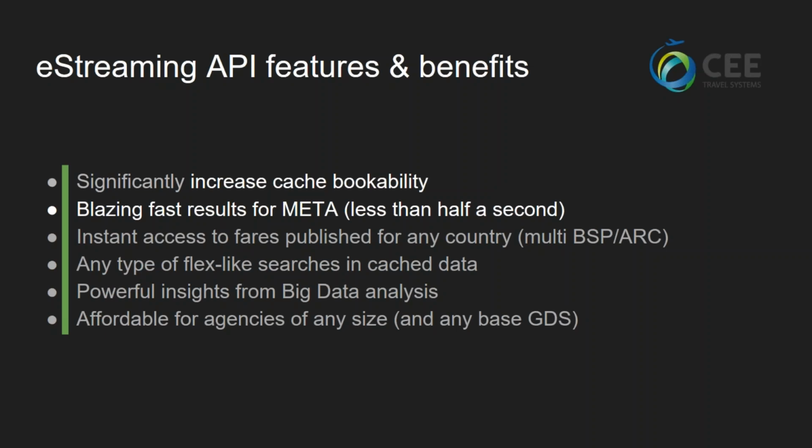eStreaming API also provides blazing fast results for meta searches. Any request that we'll cover later will give you results in no more than half a second. Usually it's less. And it also gives you instant access to fares published in any country. As you know, airlines usually publish different fares for different BSPs, so thanks to eStreaming API, you can go and search all of them.